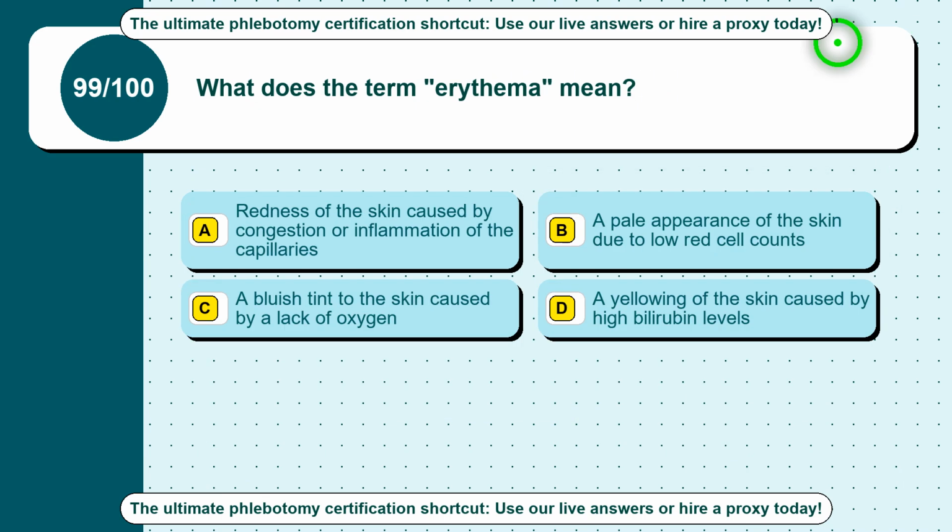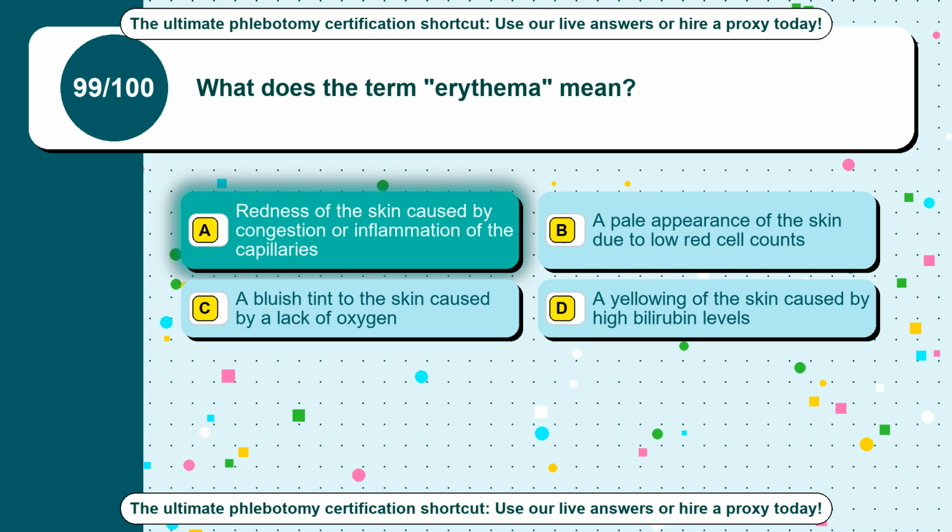Question 99. What does the term erythema mean? Option A. Redness of the skin caused by congestion or inflammation of the capillaries. Option B. A pale appearance of the skin due to low red cell counts. Option C. A bluish tint to the skin caused by a lack of oxygen. Option D. A yellowing of the skin caused by high bilirubin levels. The correct answer is option A.